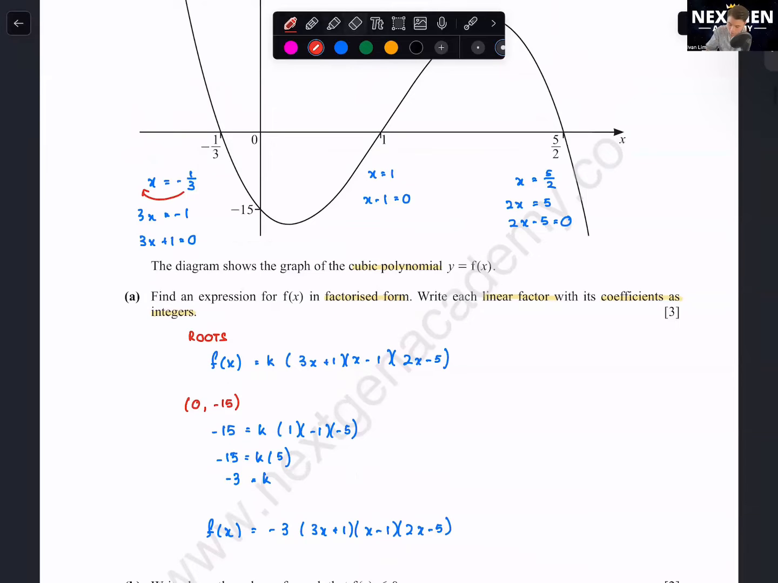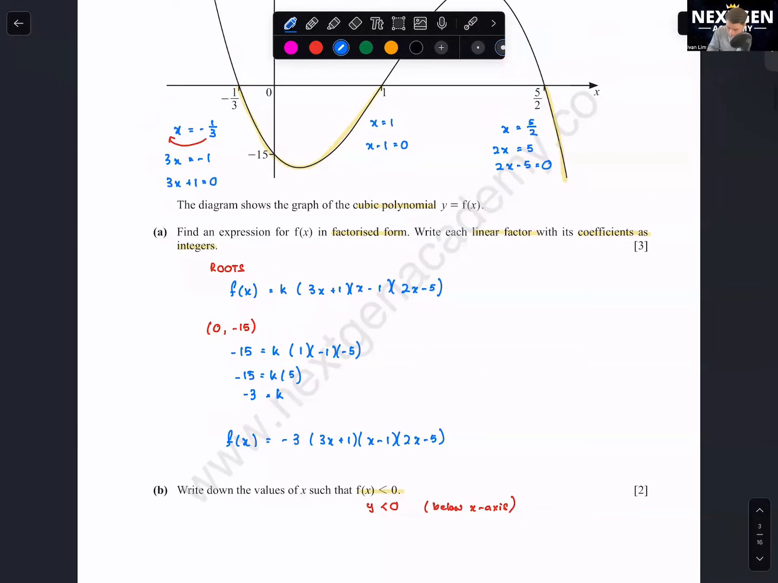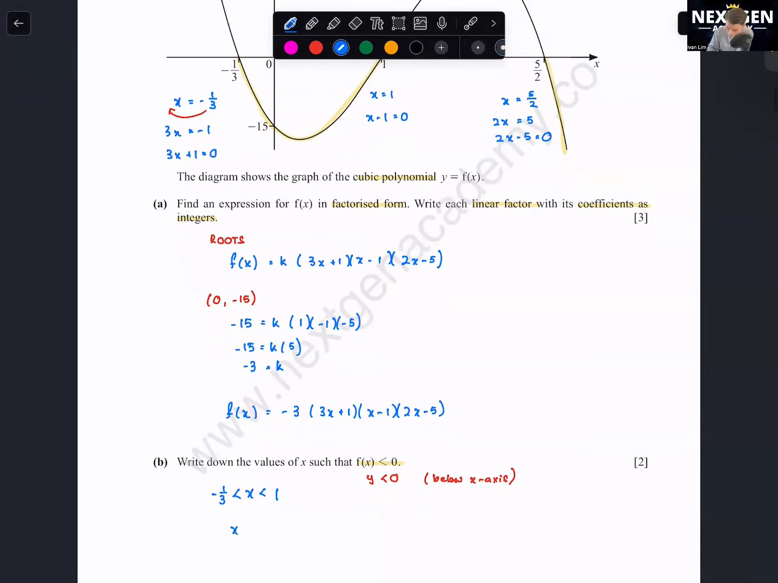Where exactly in the graph is it below the x-axis? There are two parts to it. You see here, from here to here, and also here. So how do we express this part and this part? You write it as in between -1/3 to 1, then x is more than 5/2. 1 mark each here.